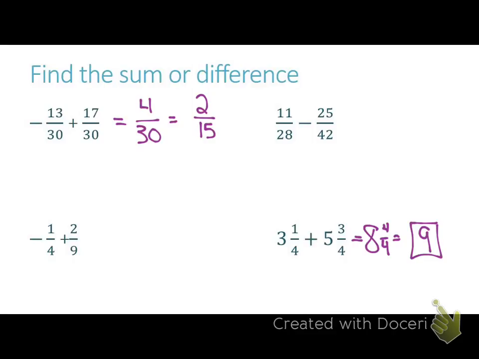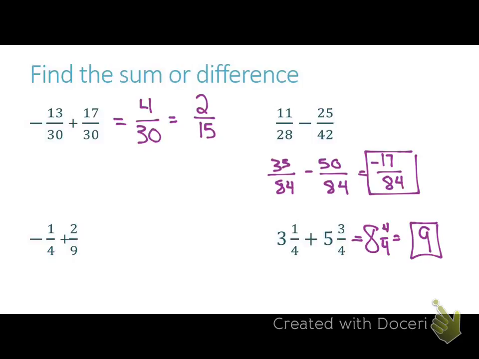Now the other two, I've got to find my LCD. So top right, what's my LCD for 28 and 42? 84. Okay, how did I get 33? 28 times 3. Wait, 11 times 3. So 11 times 3 is 33 minus 50 over 84, and I multiply by 2, top and bottom. Now that's negative 17 over 84, and my final answer.